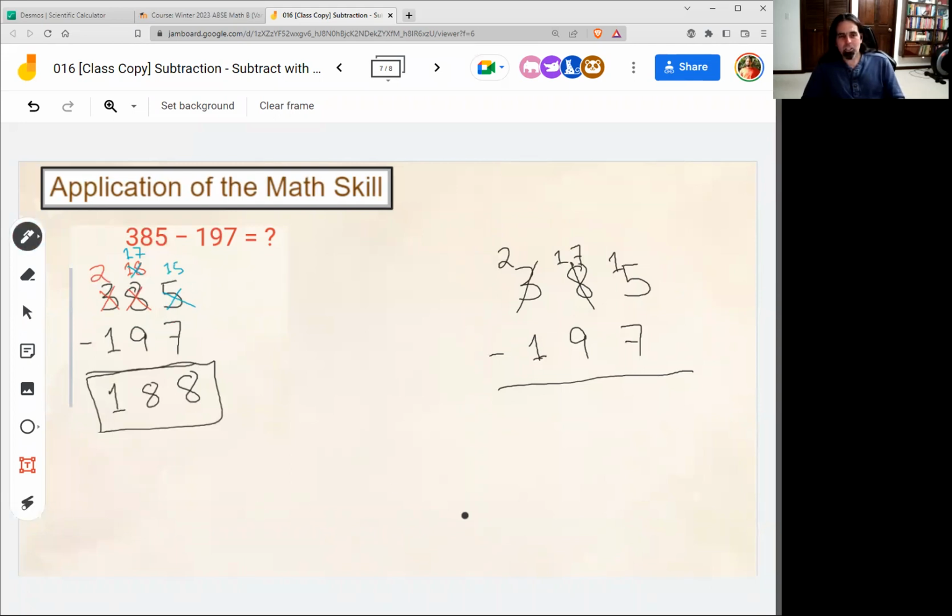Of course, the subtraction at the end is the same. 15 minus 7 is 8. 17 minus 9 is 8. 2 minus 1 is 1. It's just how we write the borrowing that's different. So write it how you want. If you don't have any established habits, then I would sort of pick what you like best.